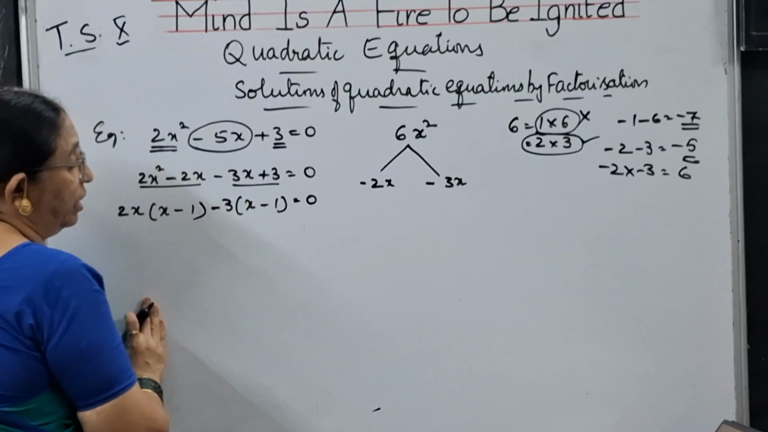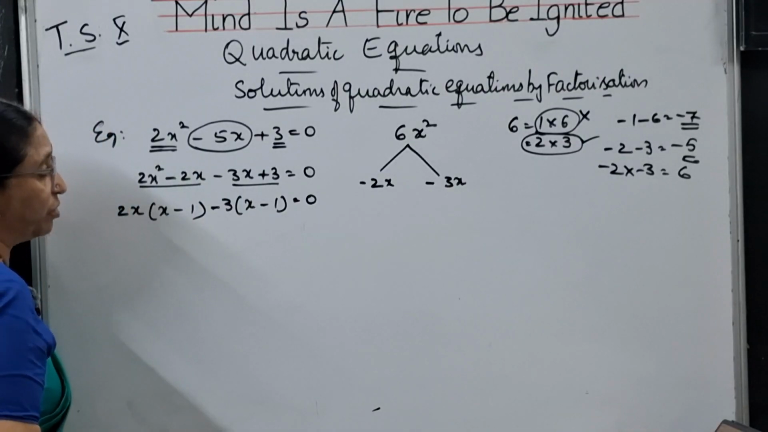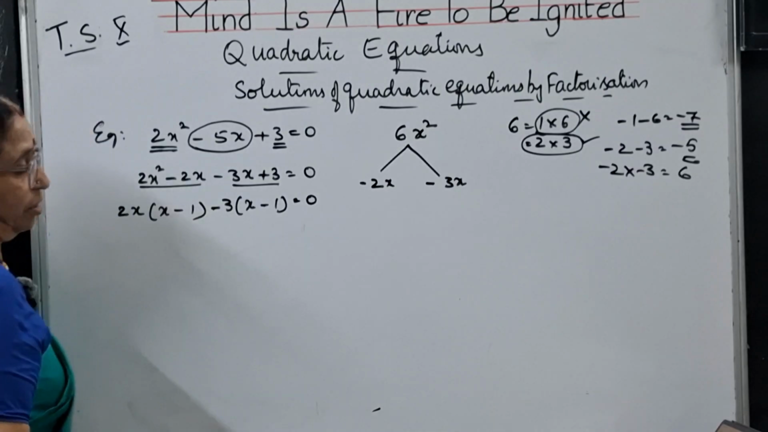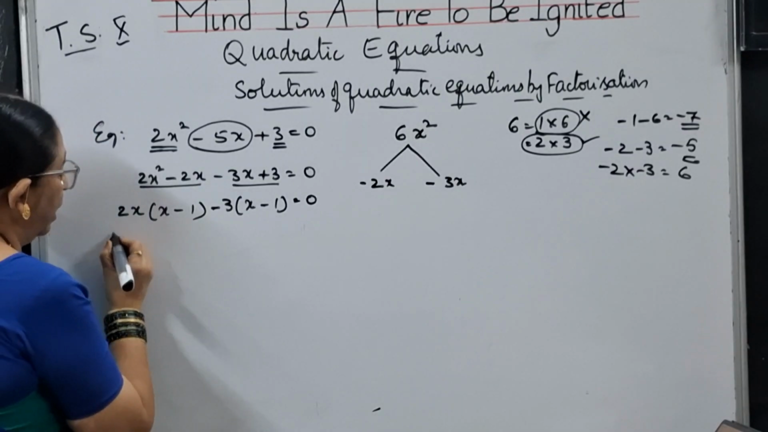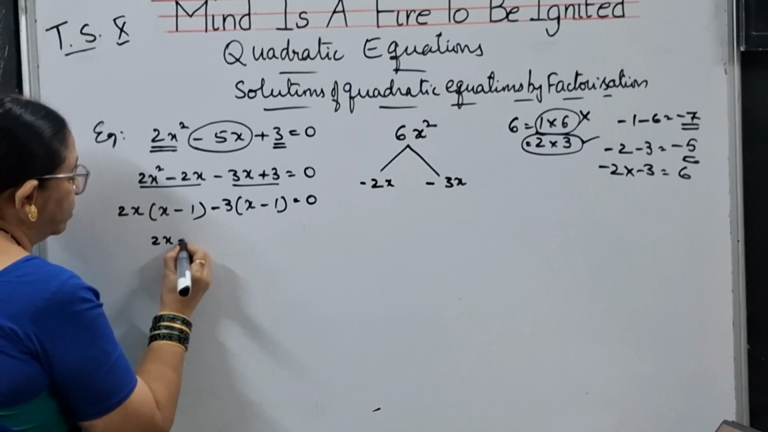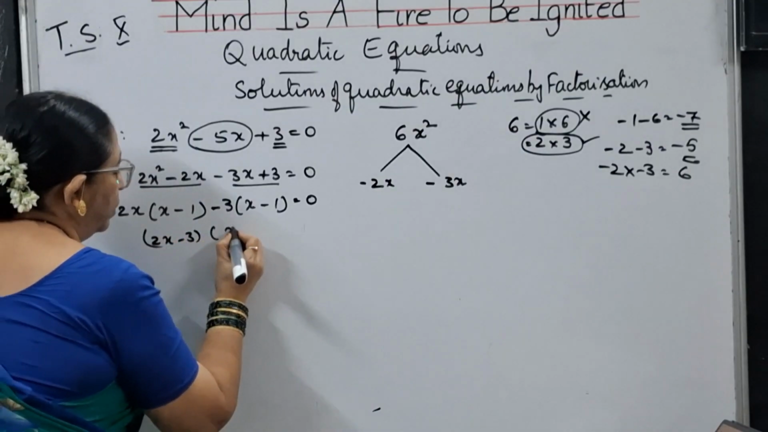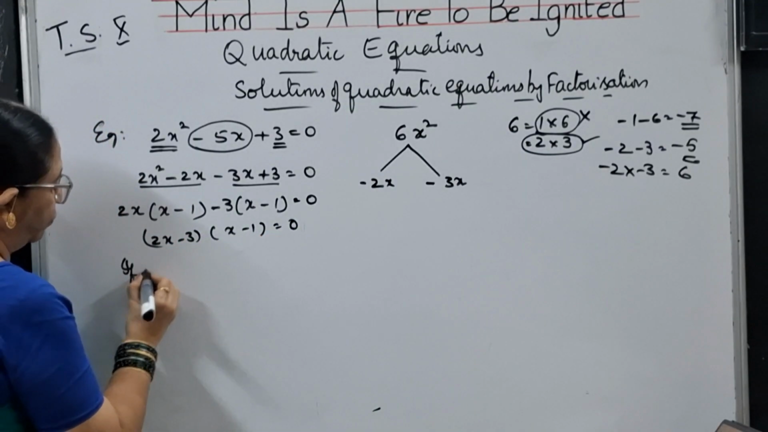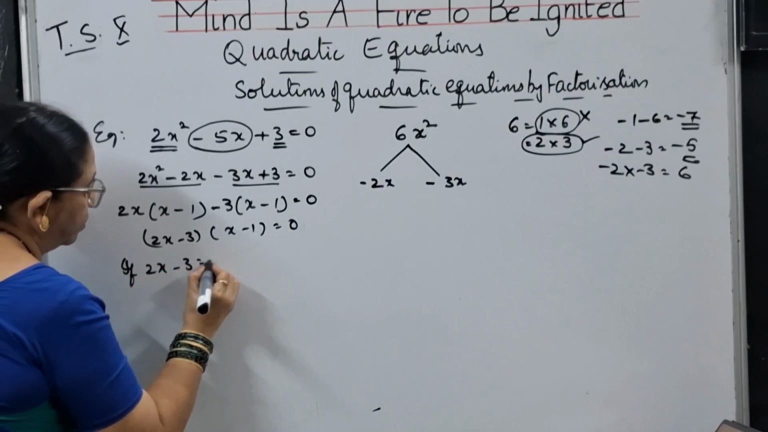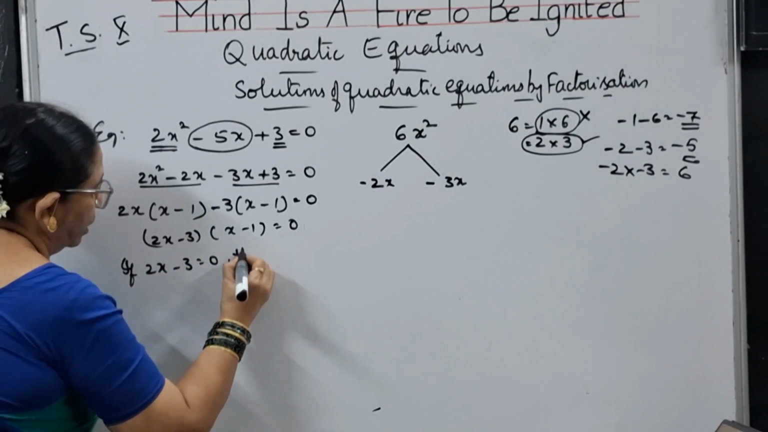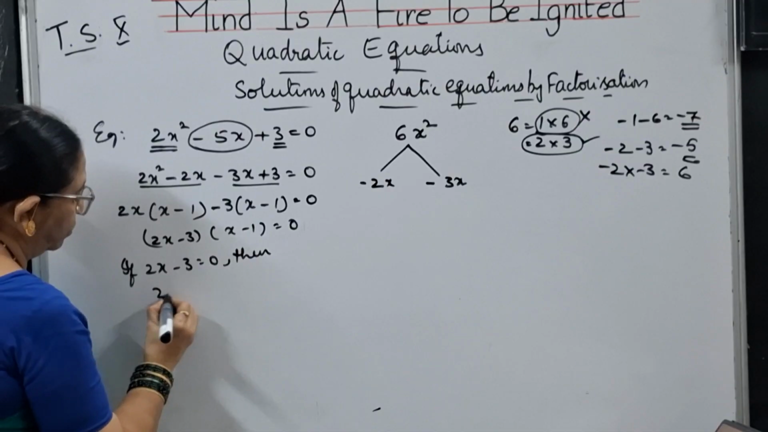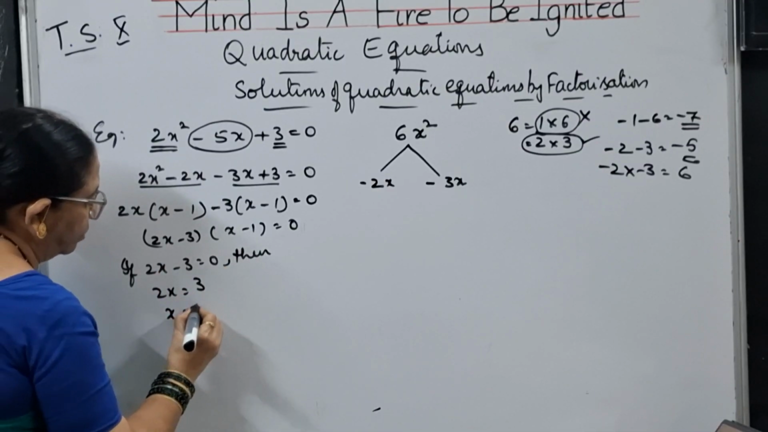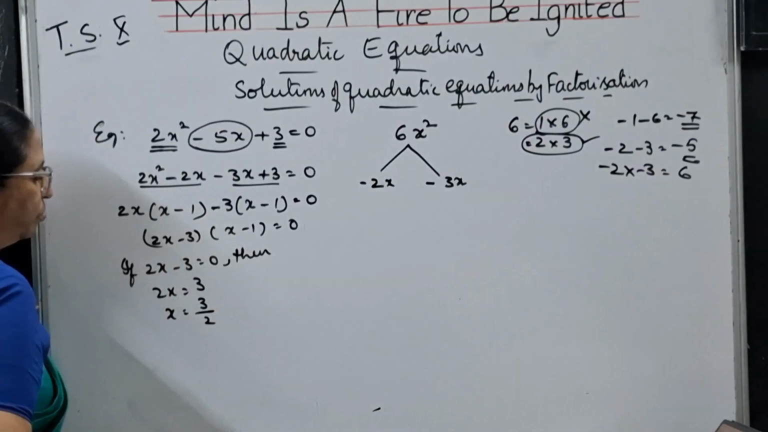But usually, when there are solutions for any quadratic equation, definitely these two will be equal. So, I can write it as (2x - 3)(x - 1) = 0. So, if 2x - 3 = 0, then what is 2x? Send this 3 here, it is 3. What is x? 3 by 2.